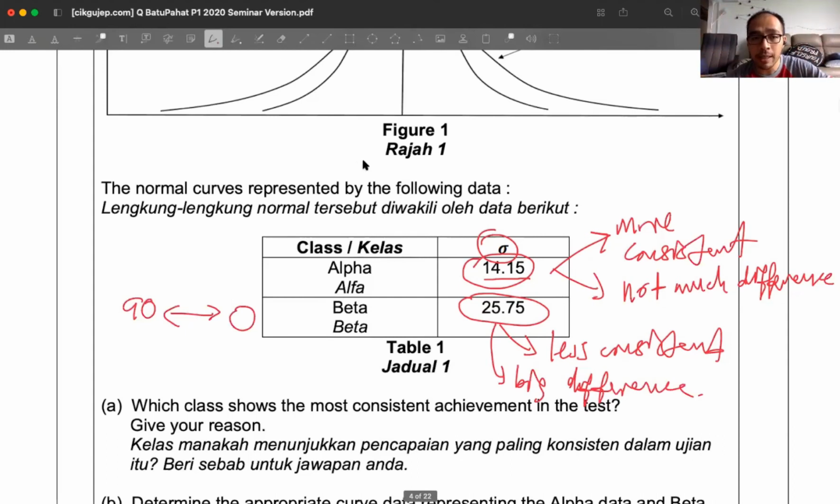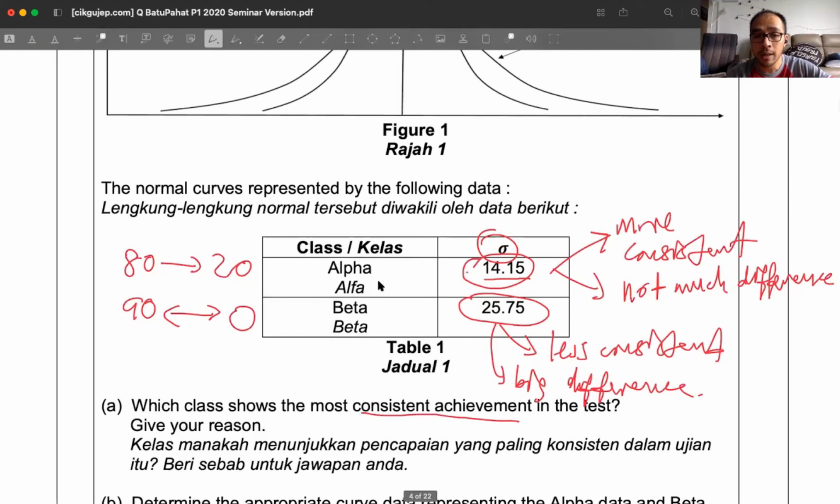Whereas, for another class that I teach, 5S2, the marks are actually between 80 until 20. So notice that the difference is not so much bigger. It's a smaller difference, a little bit more consistent compared to 5AC. It's actually not really an example, it's a true story. But that's a good example for us to refer to. So, which class shows the most consistent?